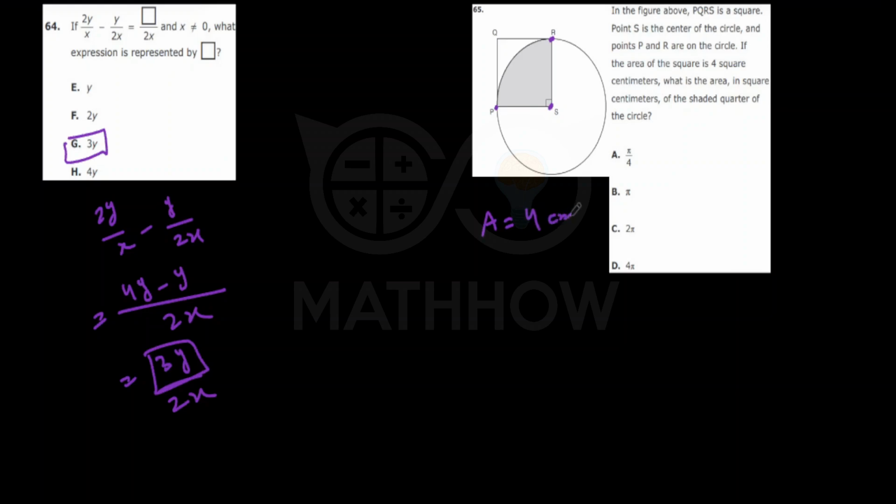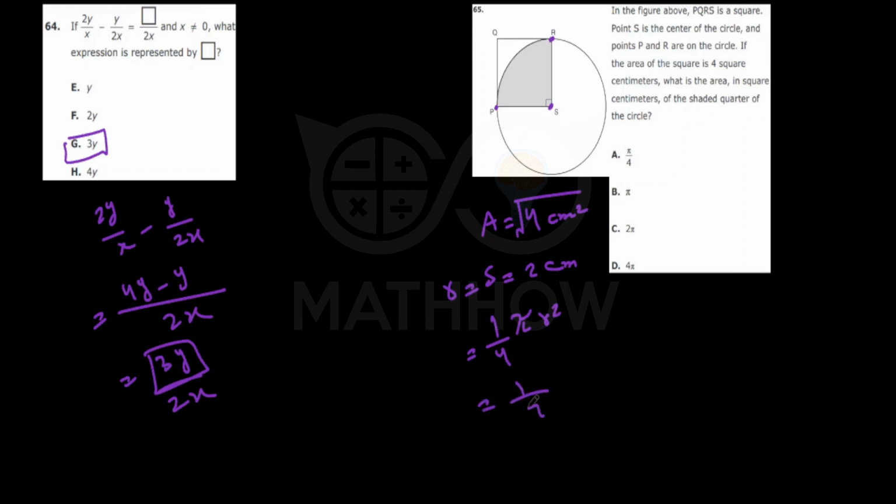If the area of the square is 4 square centimeters, the side length will be the square root of the area. This will be 2 centimeters. And the side length is equal to the radius of the circle, so the radius will be 2 centimeters. What is the area in square centimeters of the shaded quarter of the circle? The formula for the area of the circle is pi r squared. Since the shaded region is a quarter of the circle, the total area will be divided by 4, or in simple words, multiplied with 1 over 4.